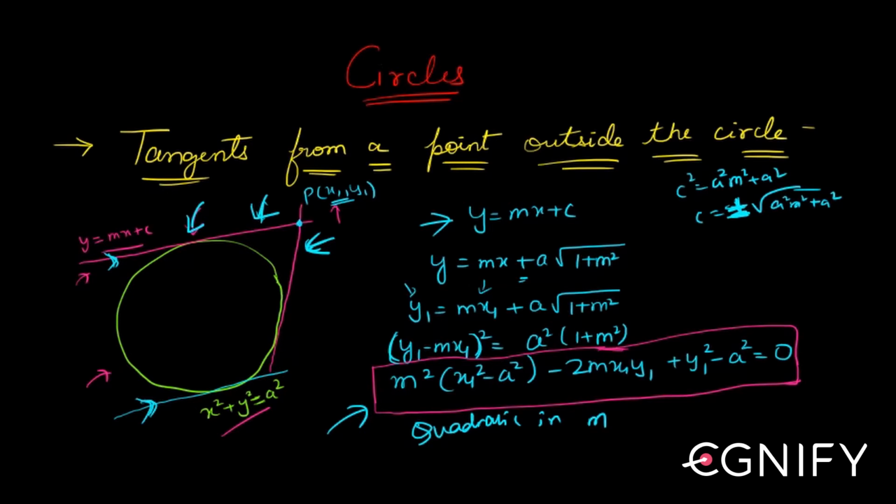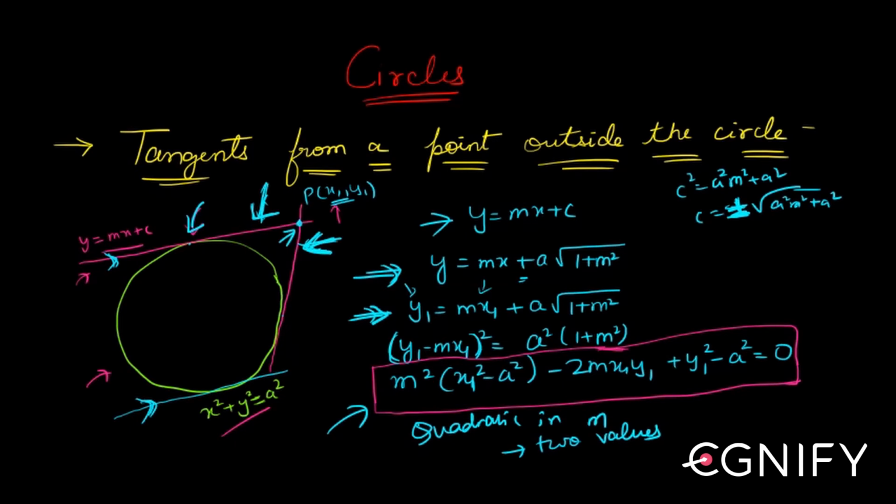Now solving this, I should get 2 values for m, right? I may or may not, but at max I can get 2. Let me assume that I'm getting 2. That would mean these 2 values of slopes correspond to those lines which are tangent to the circle and are also passing through this point x1 y1, right? Because it's passing through x1 y1, that I've already ensured because I put x1 y1 in the condition, and it is a tangent because I've ensured that my c is equal to a into under root 1 plus m square. So both the conditions are ensured. So it is a tangent and it is passing through x1 y1, right?